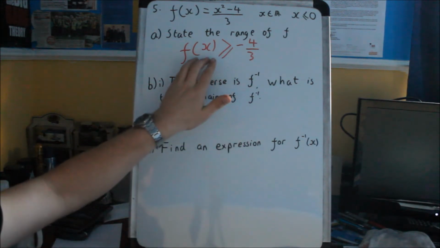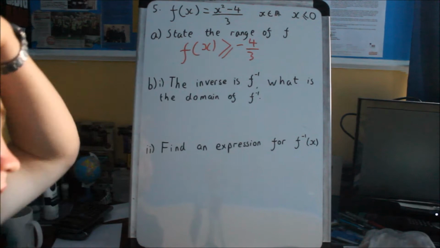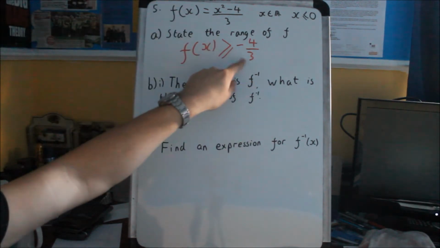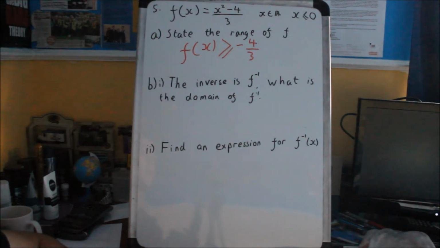A lot of people said f rather than f of x. That's a simple little mark there. They need to see f of x. Minus 4/3 was generally given well, and the inequality sign being the wrong way round was actually quite common.